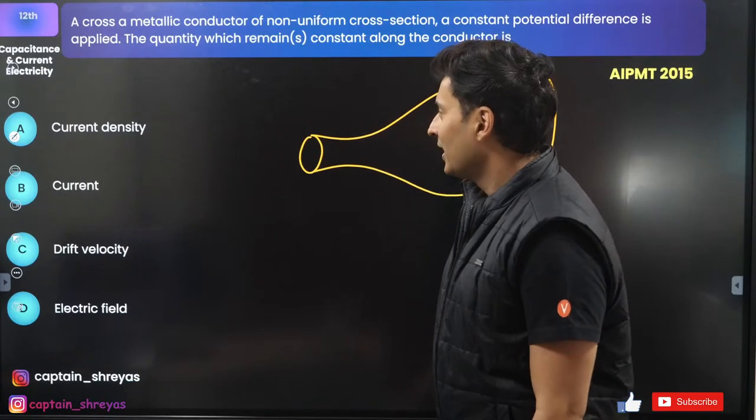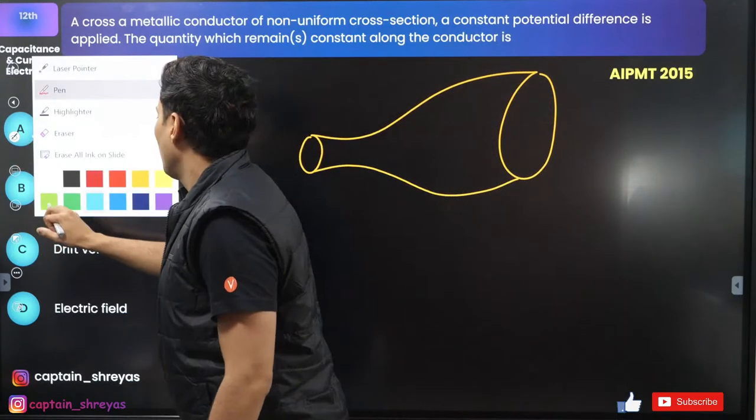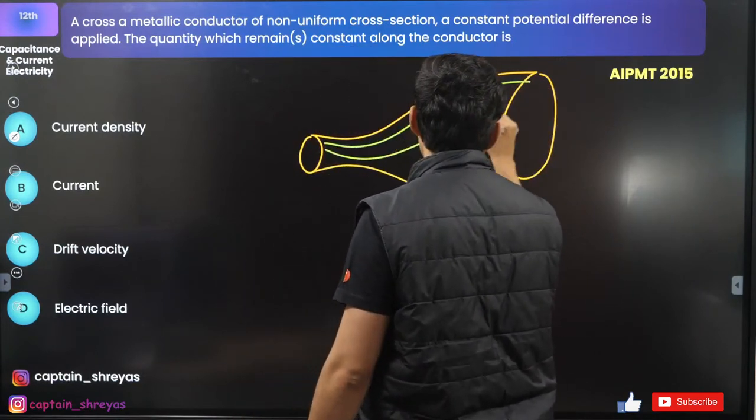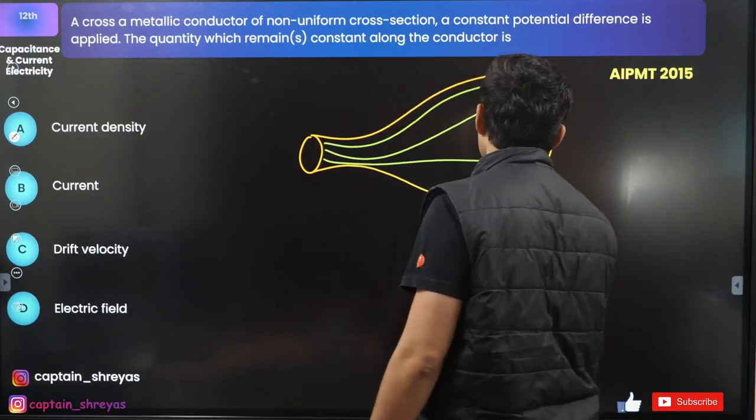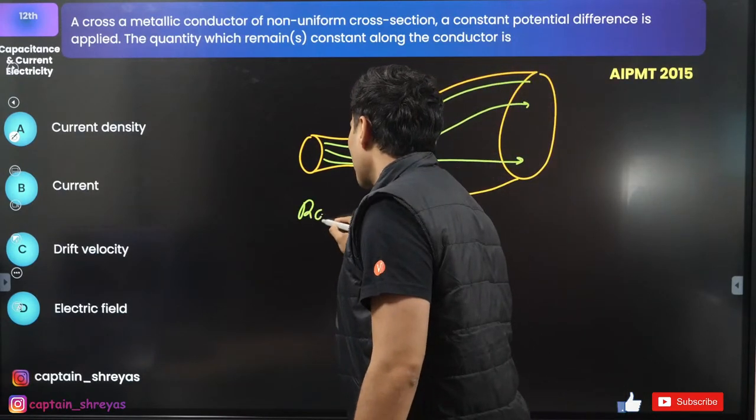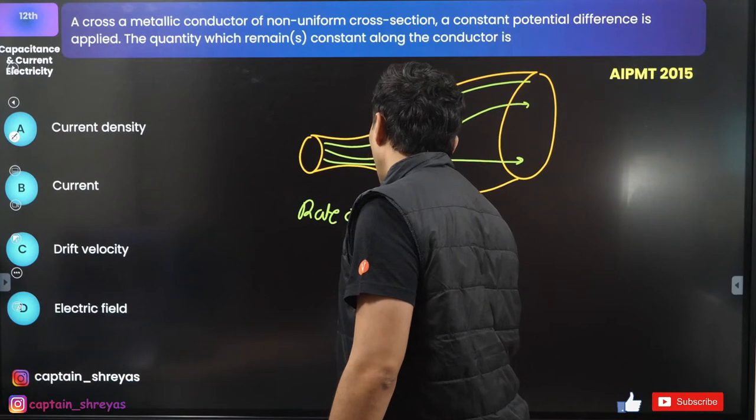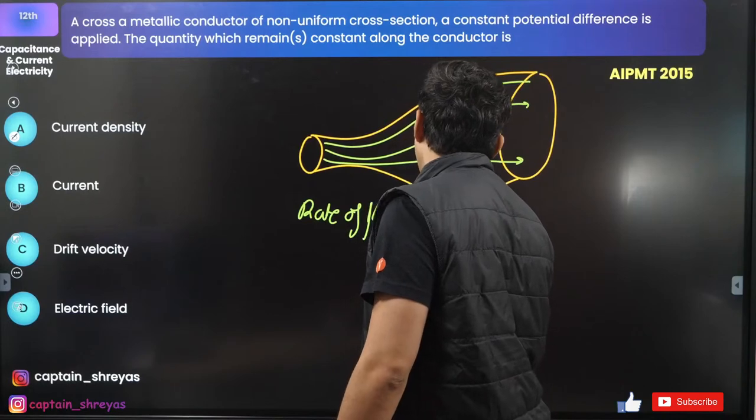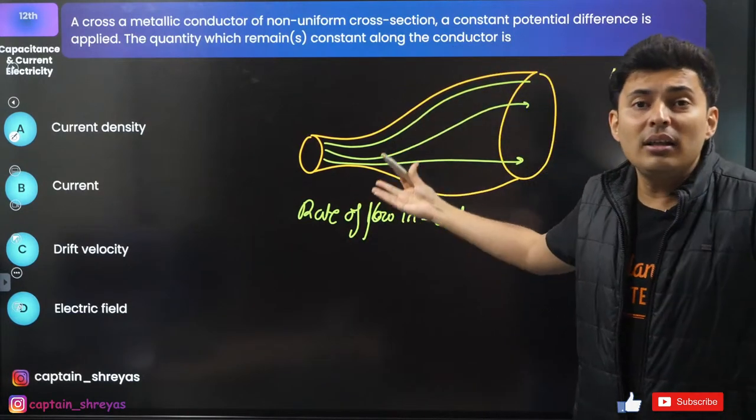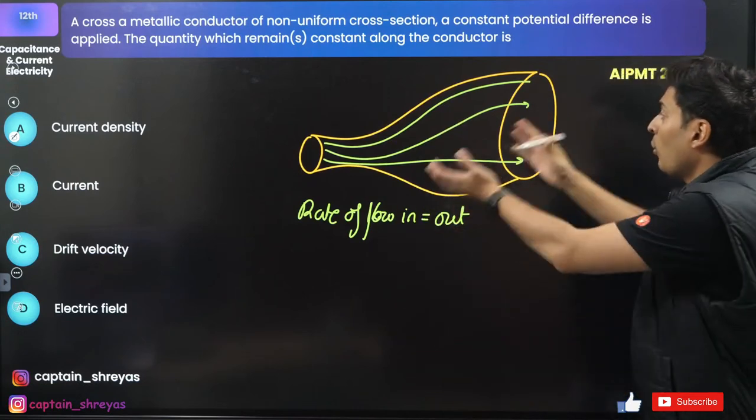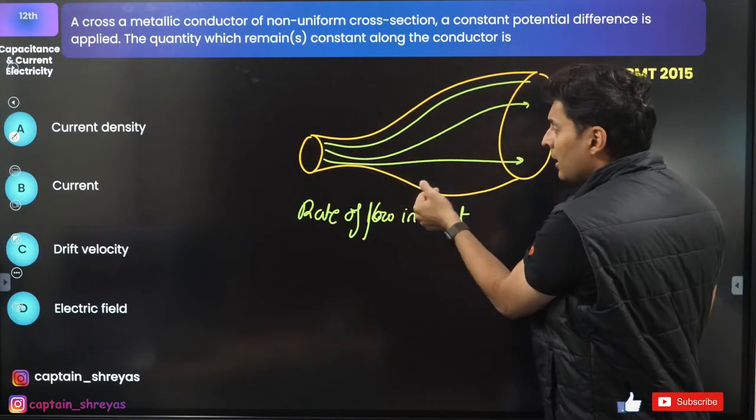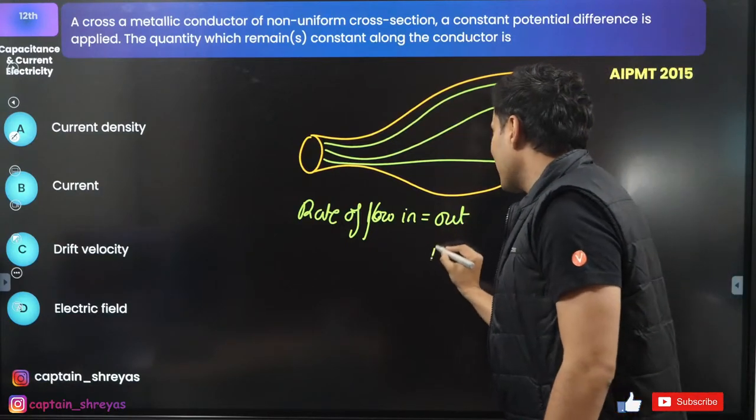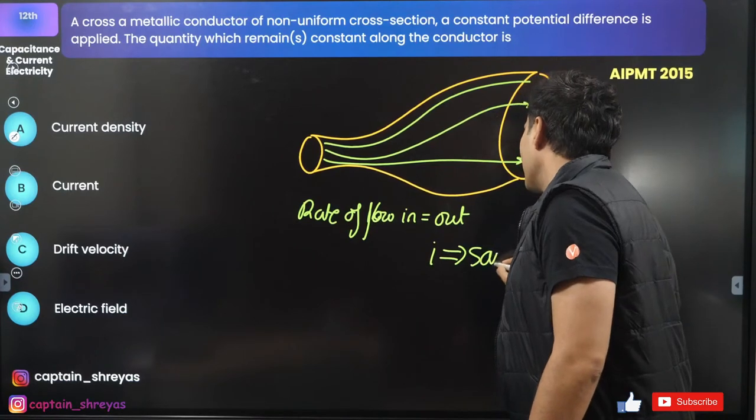Okay, come on. Whatever current starts from here, the same current should cross here. Whatever charges go here should also cross here. There should be the same flow. The rate of flow in should be equal to out. Else, where are you getting the new charges from? If there are more charges coming out and fewer charges entering in, where are you getting the extra charges from? So whatever is going in is going out. So the current is basically going to be the same.